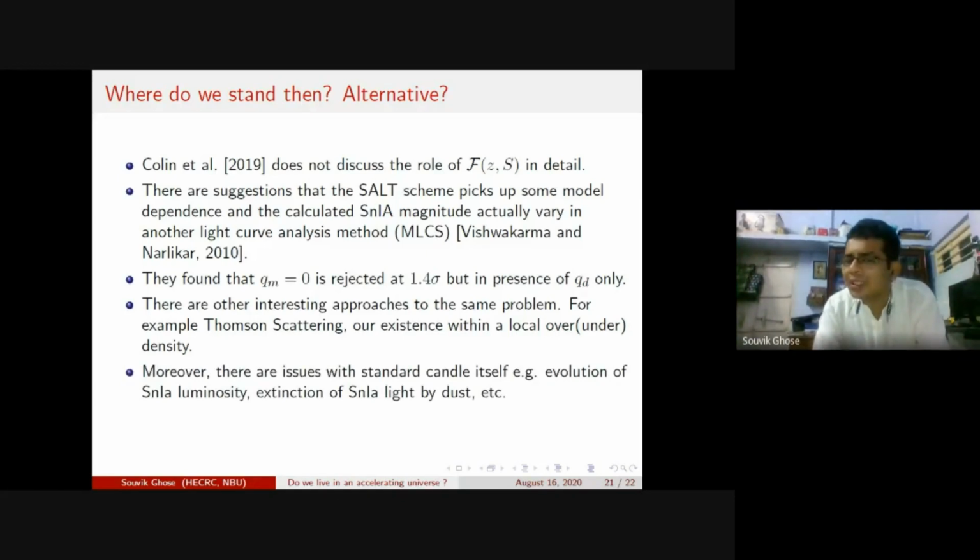Moreover, there are issues with the standard candle itself. There have been studies challenging the evolution of Type 1a supernova luminosity and extinction of supernova light by dust, etc. They are not well established theories, but there have been suggestions. So overall, there are lots of theoretical as well as observational issues, particularly bad practice of statistics going on around supernova data, and perhaps we are putting too much emphasis on the standard model of cosmology.